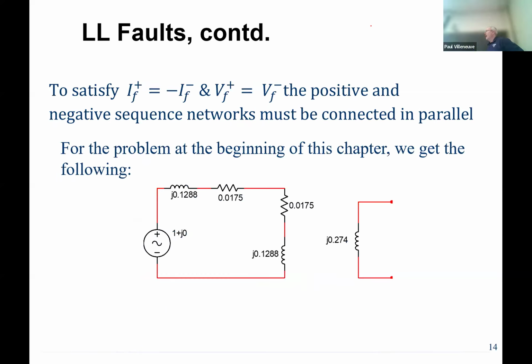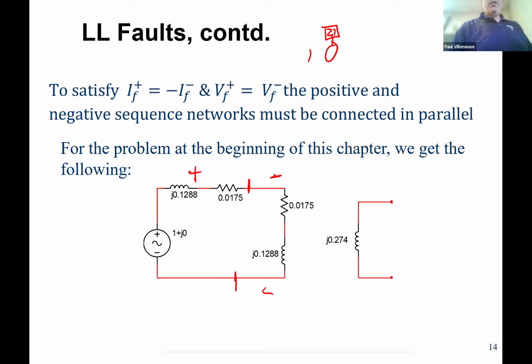And now we have our positive sequence diagram right here and our negative sequence diagram right here. We just put those in parallel. Even though it looks like they're in series, they actually are in parallel with each other. Everybody have a hard time with seeing that?